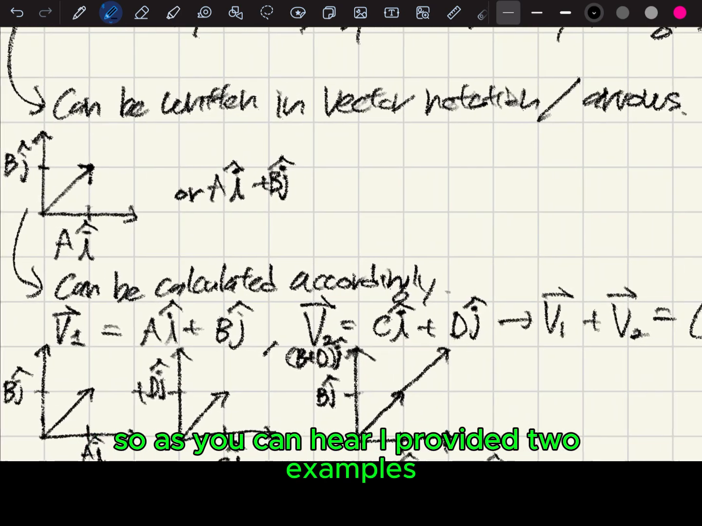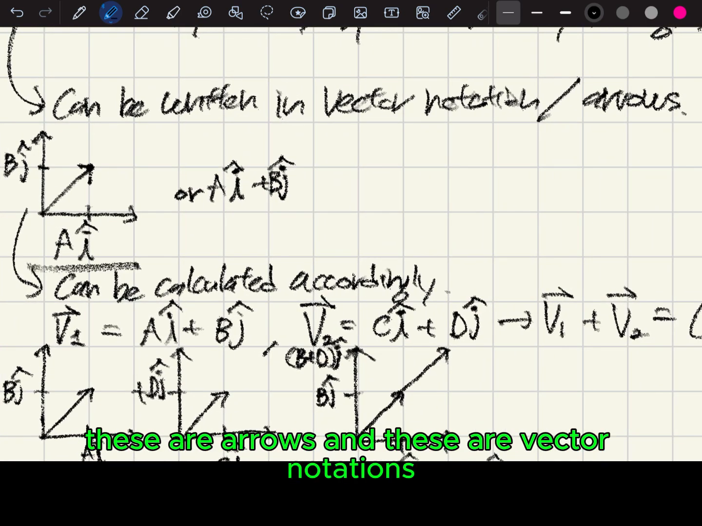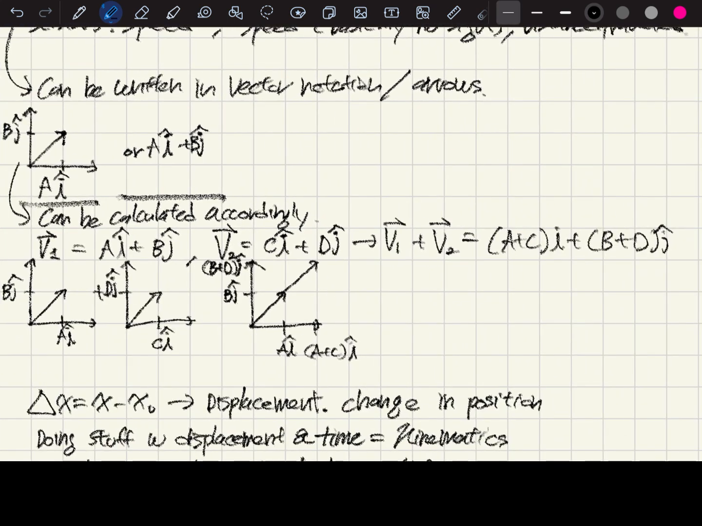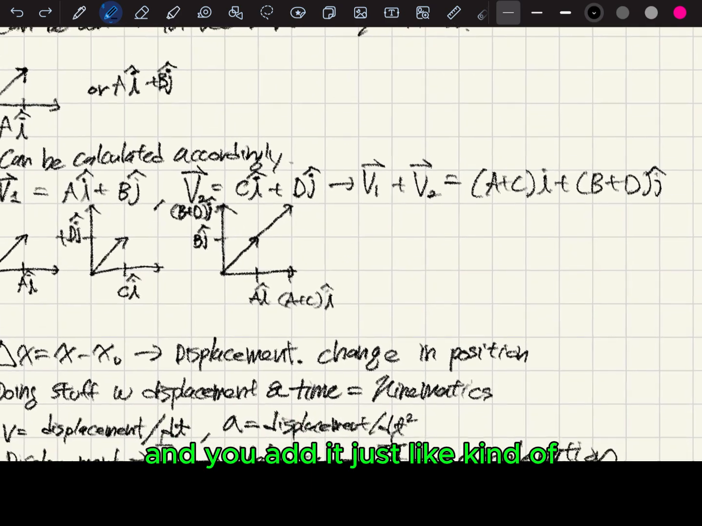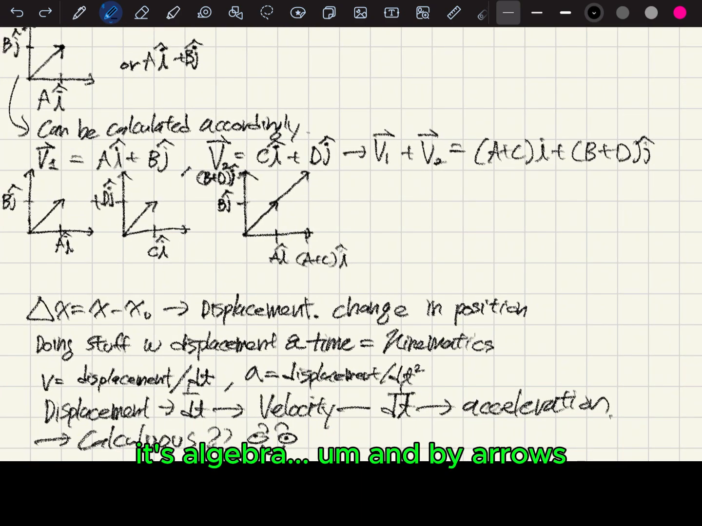So as you can see, I provided 2 examples. These are arrows and these are vector notations. So you can calculate these vectors based on what shape they are. V1 equals ai plus bj, V2 equals ci plus dj, and you add them just like, you already know how to do this. It's like algebra. And by arrows, you can just put the other arrow where the initial arrow left off.